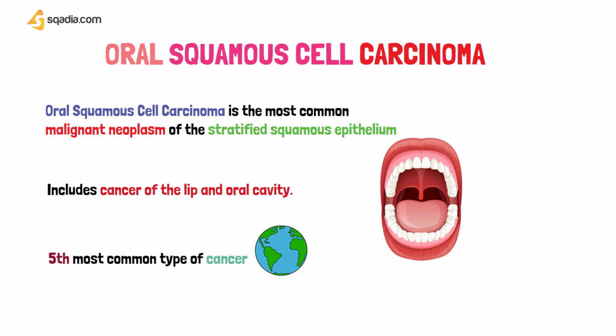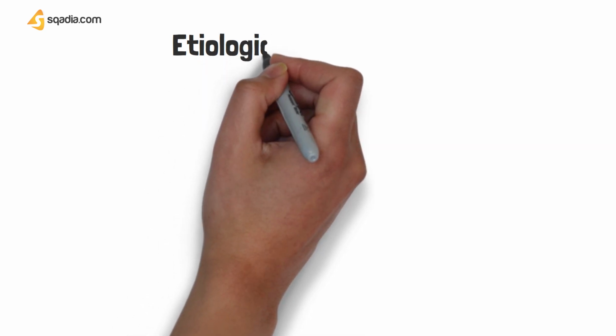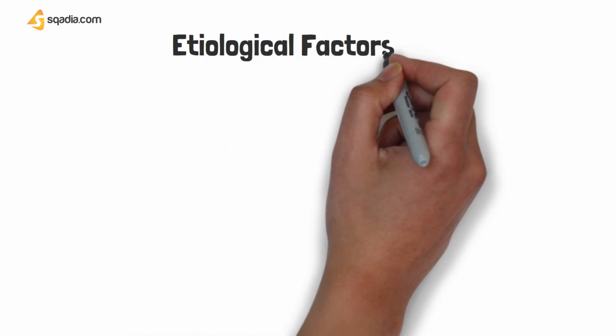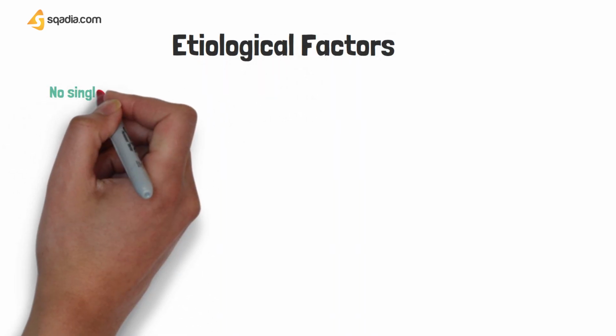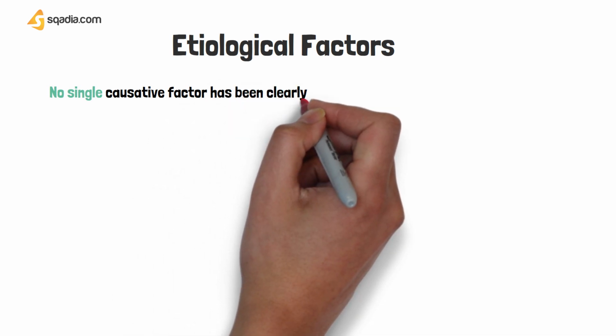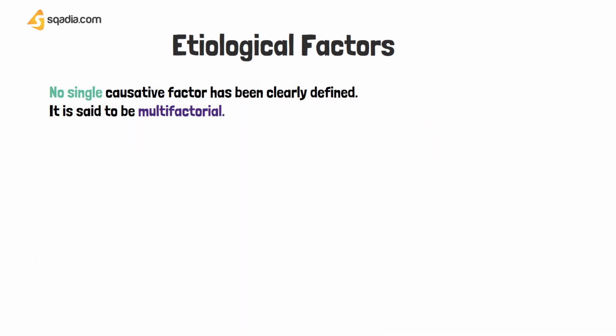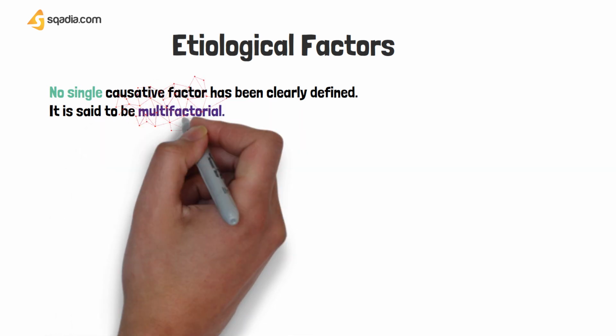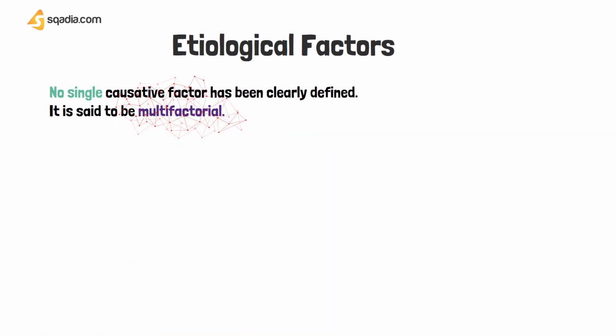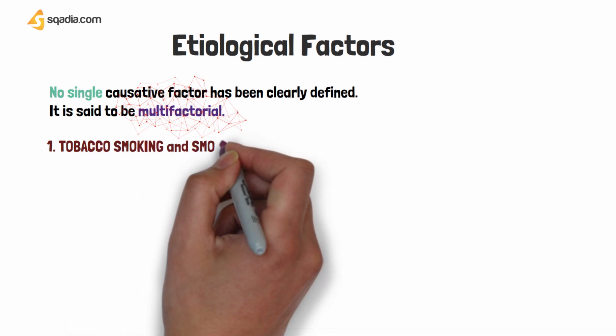Now let's look at some of the etiological factors which are involved in squamous cell carcinoma. First of all, we need to understand that there is no single causative factor. It is a multifactorial process, meaning a lot of different etiological factors come together and play a role in the development of the tumor. First, let's talk about tobacco smoking and smokeless tobacco.